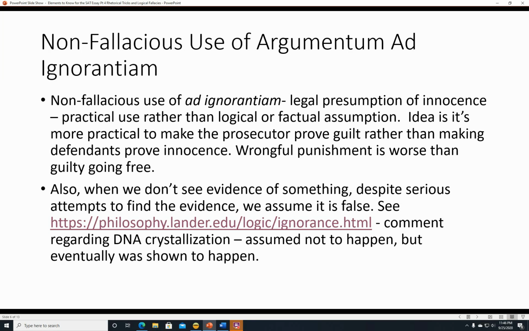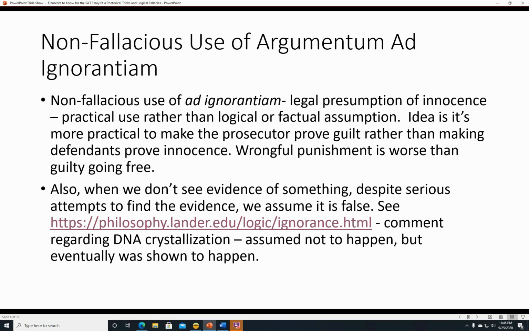And I believe it was Blackstone who said it's better for 1,000 guilty men to go free than for one innocent man to be imprisoned. I'm sure I got that, it's definitely not a direct quote, but that's the idea. Wrongful punishment is worse than the guilty going free because you're having the state commit an injustice against an innocent person. So that's not really logical or factual. It's just saying we're going to assume that this person is not guilty until we've given this person any benefit of the doubt that we can.